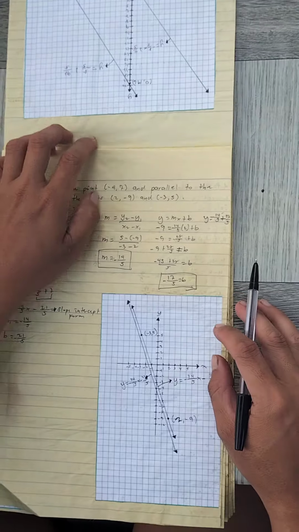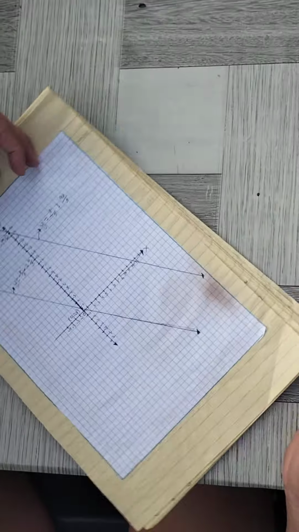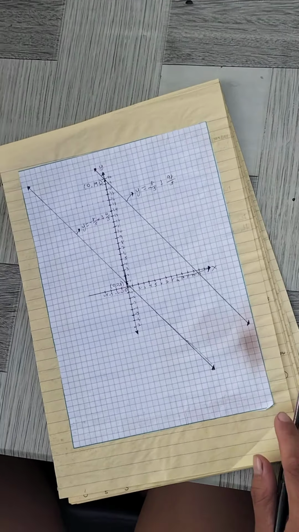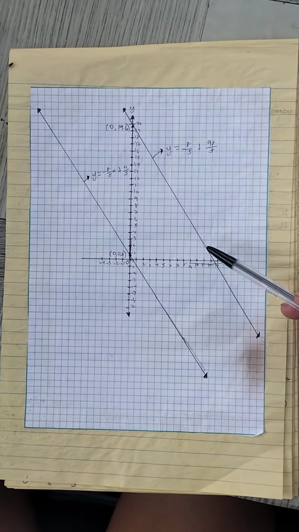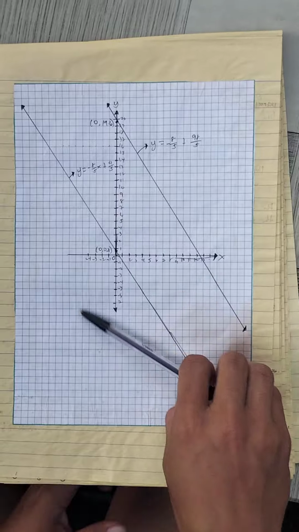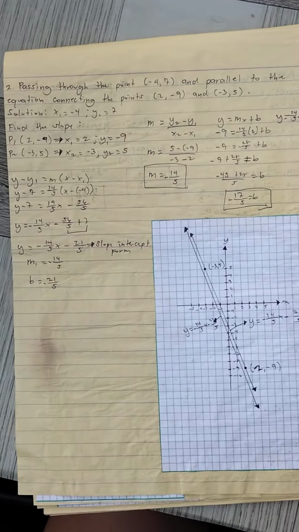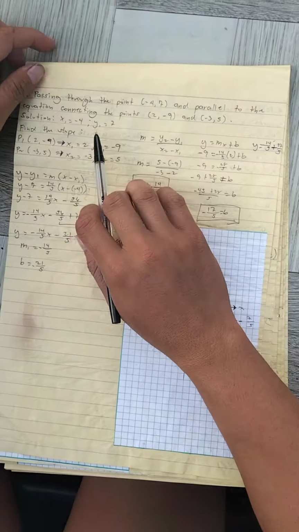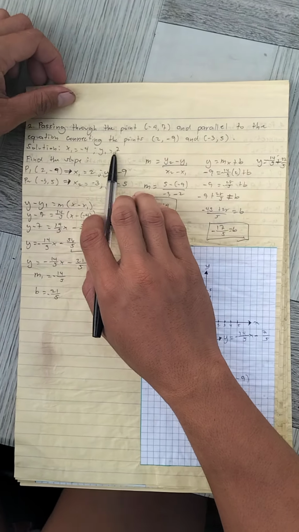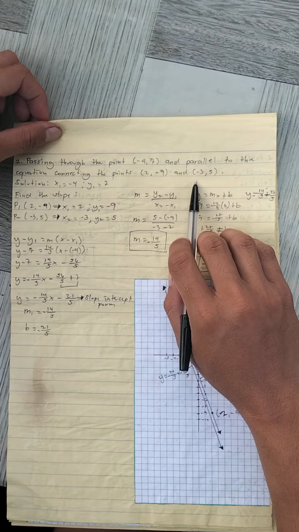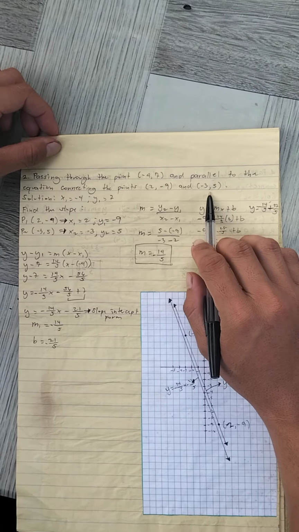Muna siya ang graph sa number 1. Question number 1. So, parallel siya. Nakita na kuha na to. And then, sa number 2, passing through the point of negative 4 and 7 and parallel to the equation connecting the point of 2 and negative 9 and the ordered pair of negative 3 and 5.